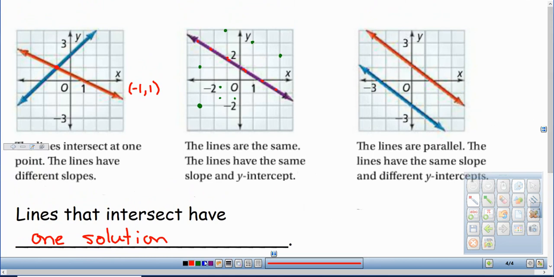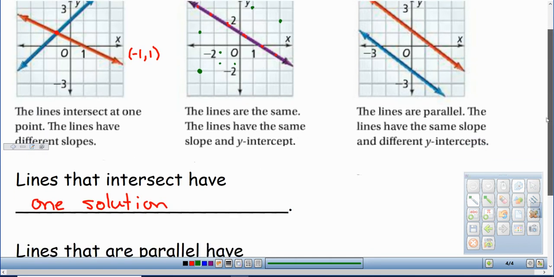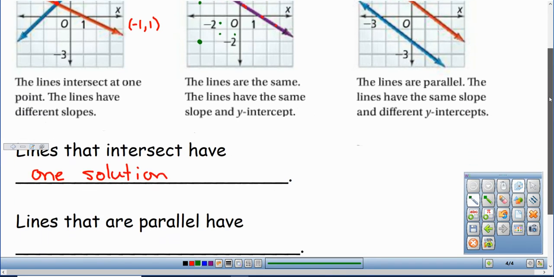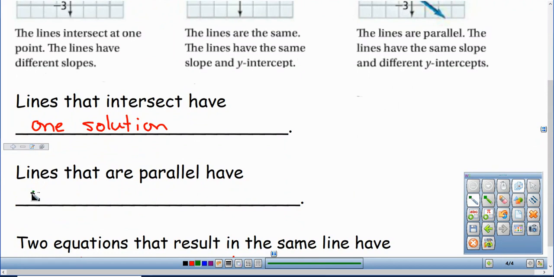And if you know enough about equations of parallel lines, you'll be able to identify when lines are parallel before you even graph them. But let's say you graph them both and you realize, oh, those are parallel. Well, there is no point that is on the blue line and on the red line. It's impossible for a point to lie on two parallel lines. And therefore, there is no solution if the lines are parallel.